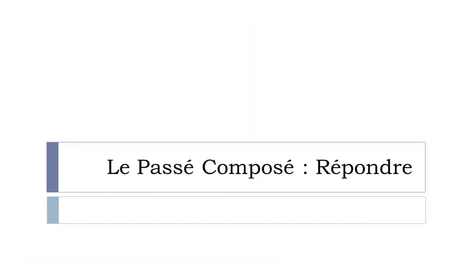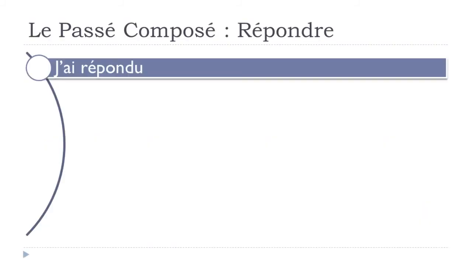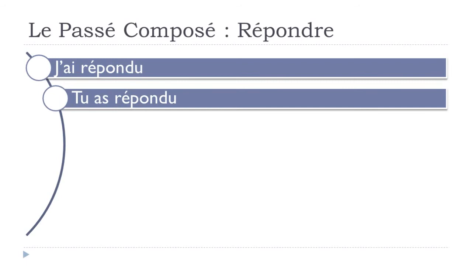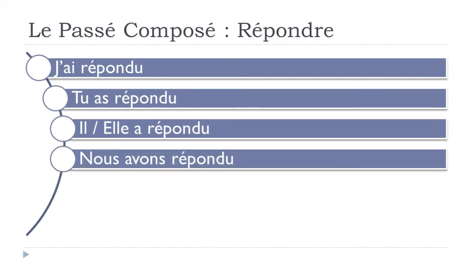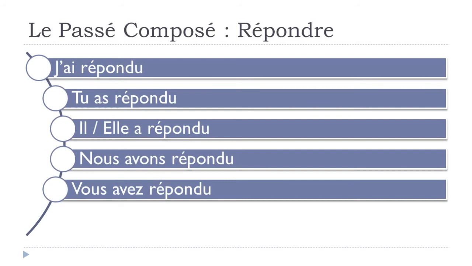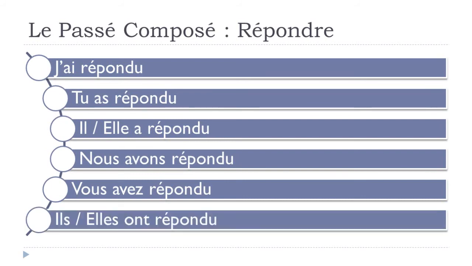The passé composé of répondre. Répondre is to answer and it's quite useful. So let's see how it goes for the passé composé form. J'ai répondu. Tu as répondu. Il a répondu. Elle a répondu. Nous avons répondu. Vous avez répondu. Ils ont répondu. Elles ont répondu.